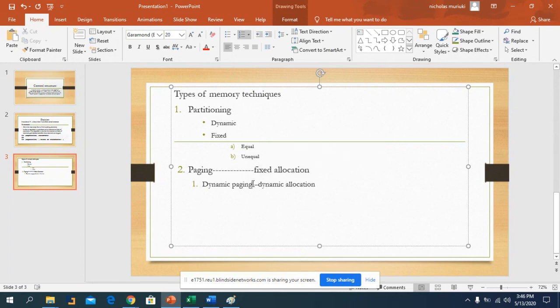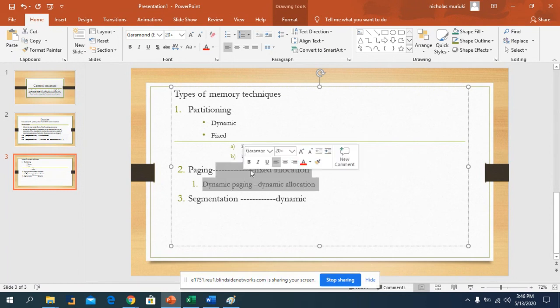In most of this paging, because it uses a trait of dynamism, the second part we have is segmentation as partitioning. But segmentation is the one that is able to use dynamic allocation, while paging uses fixed allocation. It has been improved by using dynamic paging, sometimes called demand paging.